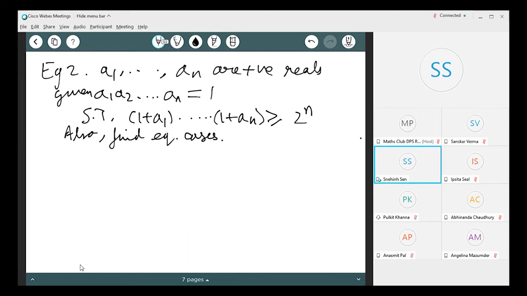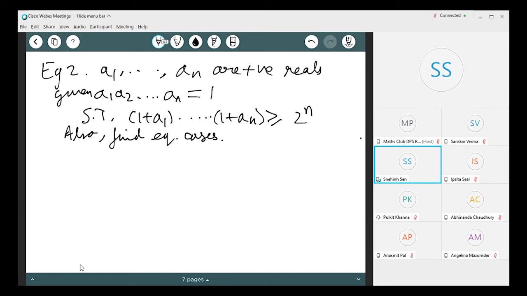See, there is a very confusing, or rather misleading, part over here. The left hand side is a product. So you might think it's better to use the GM-HM inequality, because over there we have a product greater than or equal to the reciprocal of the sum of reciprocals. But should we go for the GM-HM inequality? What's your opinion?